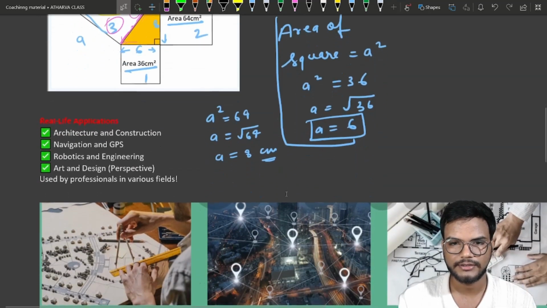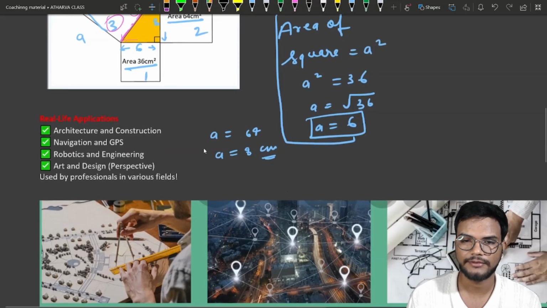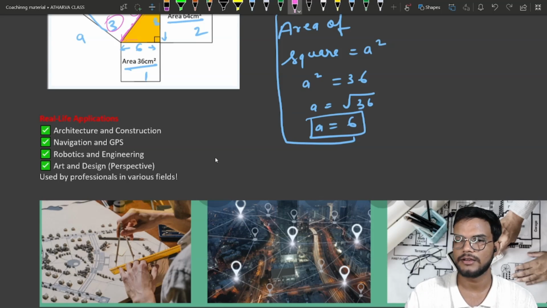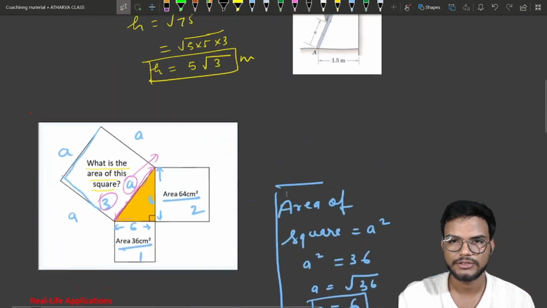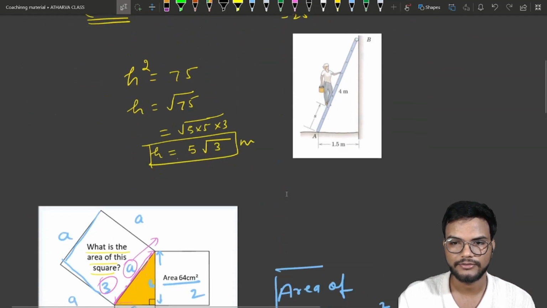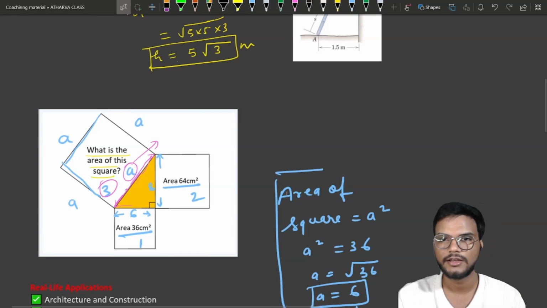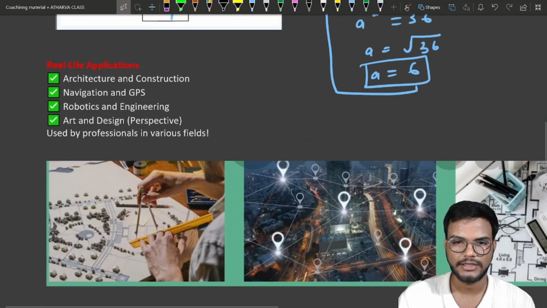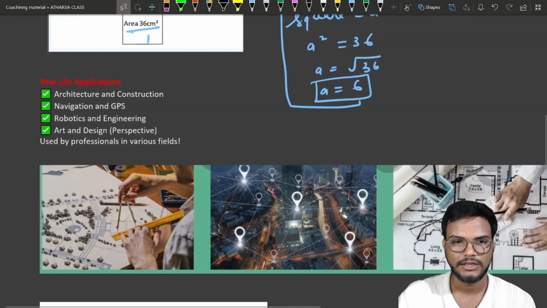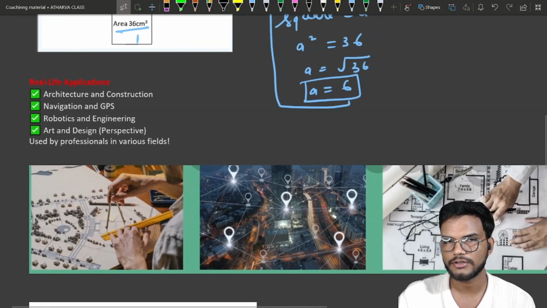So first let's understand its real life applications. What are the real life applications? See, we have already seen a real life application which we were using in our home, right? In daily life, we can calculate these things, like you can measure what height you can reach, right? Now there is another wide area application, like architecture and construction. If you are constructing any kind of building or any particular structure, you need to use this theorem. Now there is navigation and GPS.